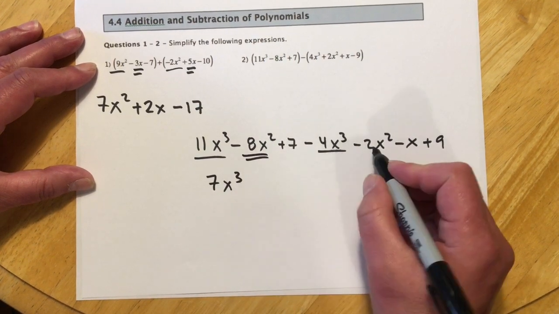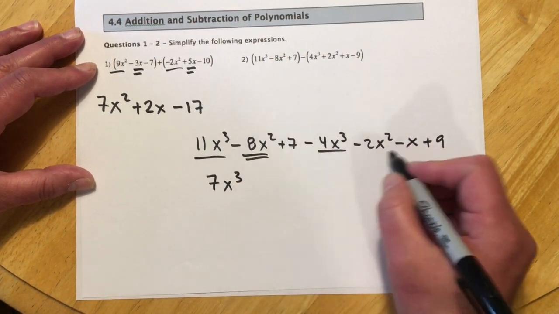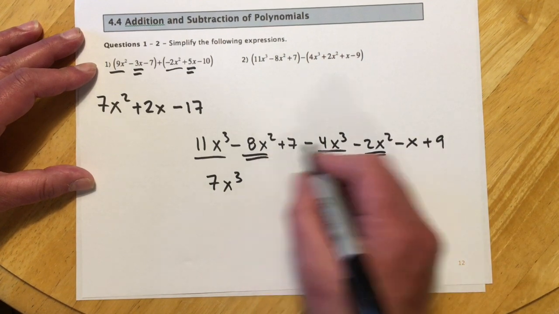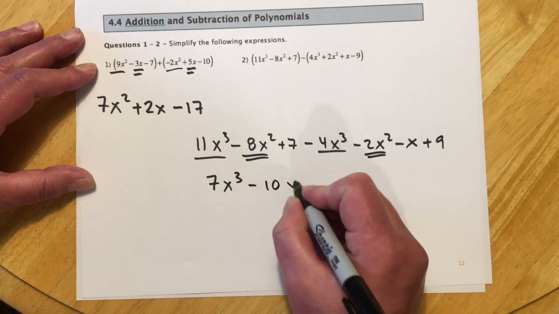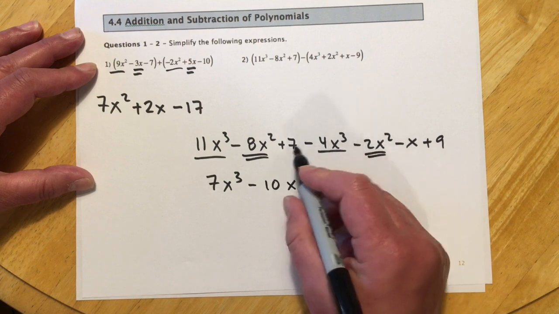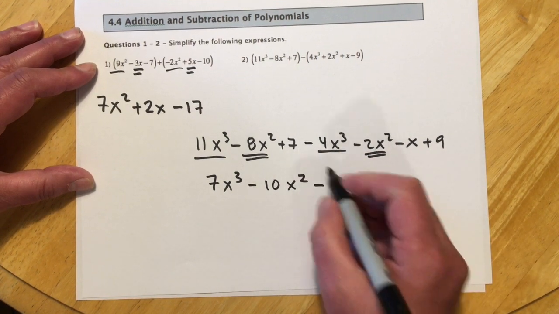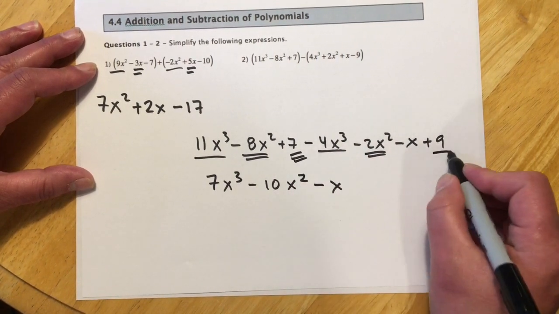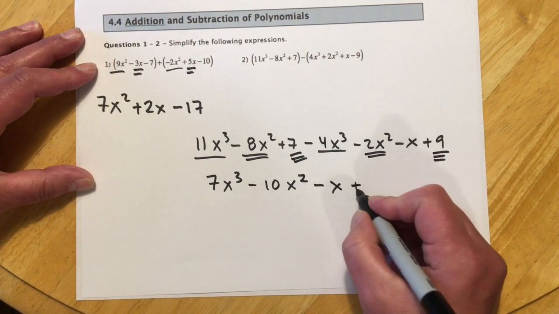I have negative 8x squared and then negative 2x squared. So putting those, I get negative 10x squared. I got a negative x right there, and then 7 and 9 makes 16.